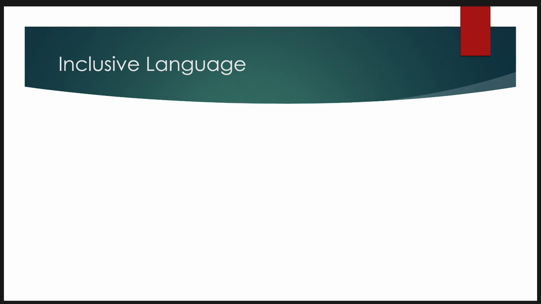Whenever you're writing for a professional situation, you want to make sure that you're using inclusive language and avoiding biased language that identifies the sex or gender of an individual, age, ethnicity, race, or any other identifying information that has nothing to do with the issue at hand.